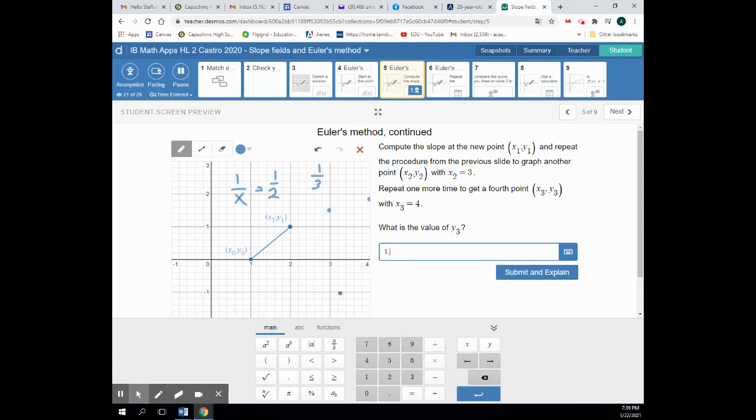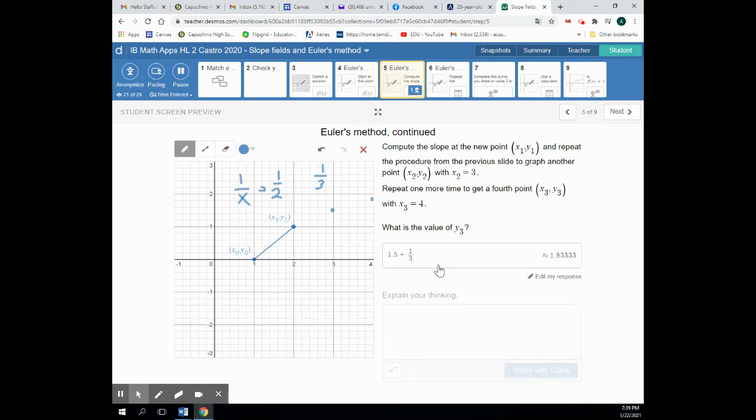I'm at 1.5, and I'm adding to that. I'm going to add to that my slope, which was I'm going up 1/3 of a unit for every step. So I'm going to add 1/3. And fortunately, it's got the little Desmos calculator in here, so I don't even have to pull out my own calculator. And it tells me I'm at 1.833. And yeah, looks like that's pretty much where I eyeballed it.